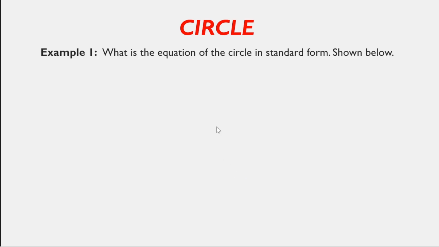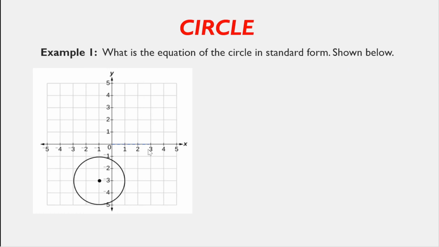Example number 1. What is the equation of the circle in standard form shown below? So this is now the given illustration. This is our circle. The question is, what is the equation of the circle in standard form? So first thing we need to do is locate where the center of the circle is in the Cartesian coordinate plane.